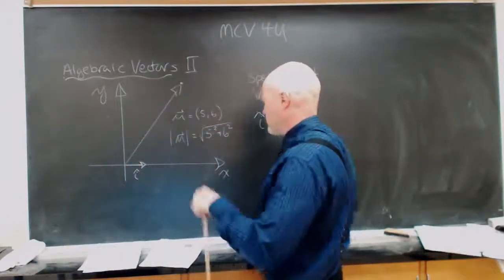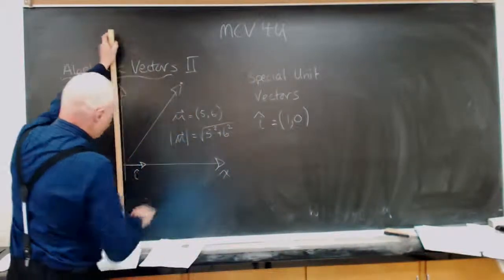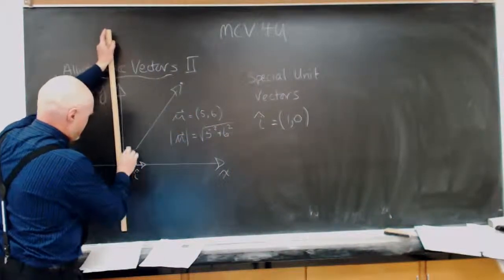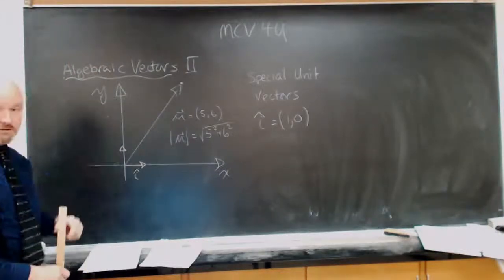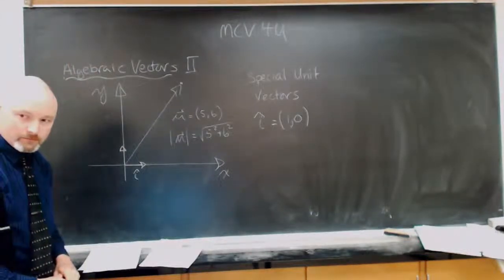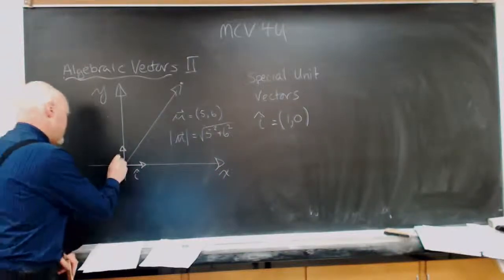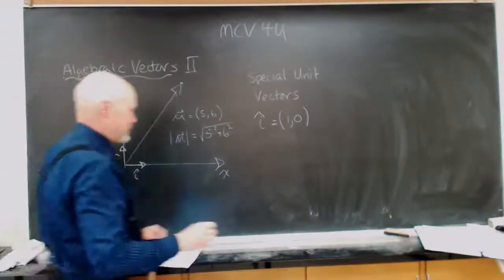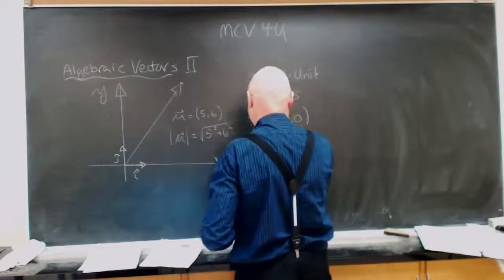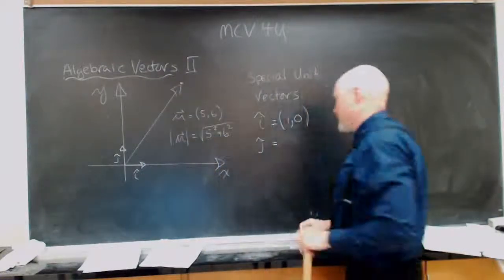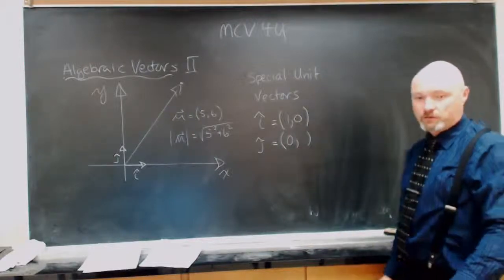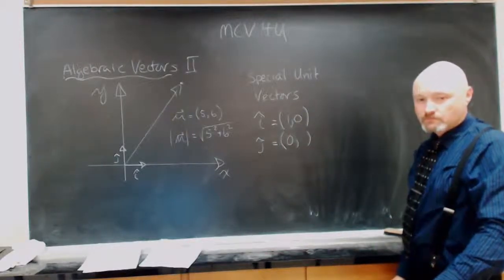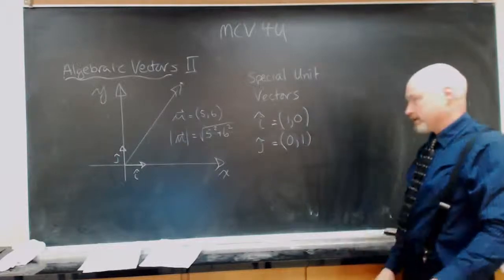You'll never guess what this one is called. Just looking at it, what would you call this special unit vector? J hat. J hat is actually right. And expressed algebraically, what would it be? 0, 1. That's right.